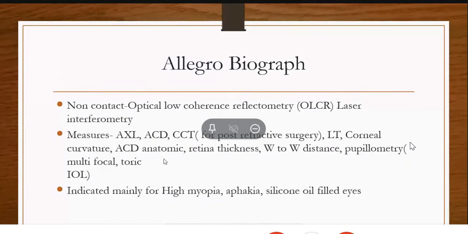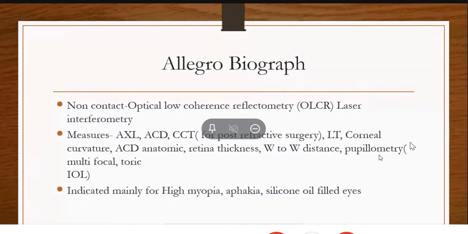Here is the ACD anatomic. Anatomic is nothing but here this ACD is estimated ACD and this is anatomic ACD. Anatomic ACD is nothing but our normal ACD. This ACD is nothing but post-operatively how much ACD we can expect. And then the retinal thickness, then eye to eye distance. Main thing is this pupillometry. So why pupillometry is important is that for multifocal implantation, pupil size plays a major role.